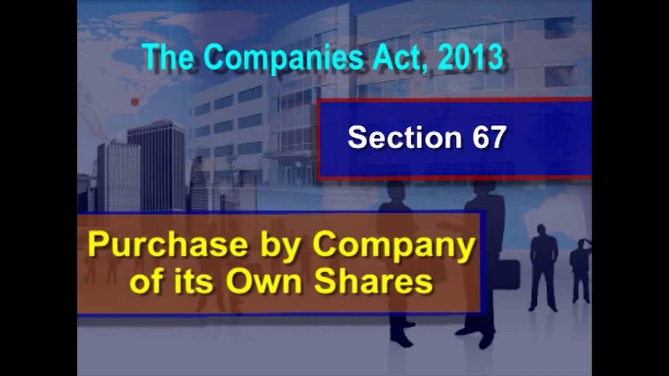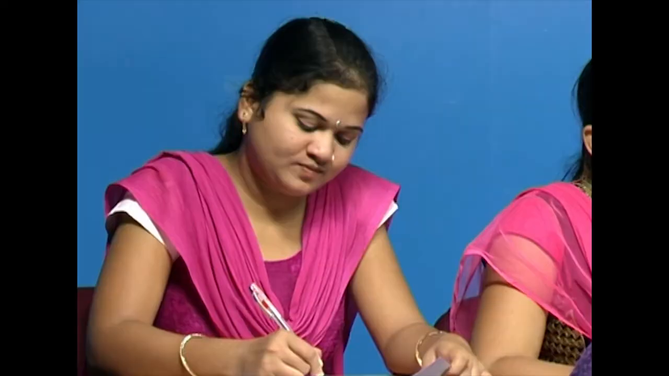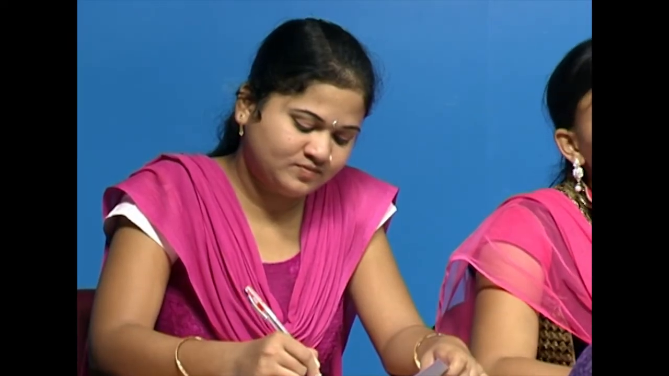Section 67. Purchase by company of its own shares. Section 67 declares that no company limited by shares and no company limited by guarantee and having share capital shall have power to buy its own shares unless the consequent reduction of capital is effected and sanctioned in pursuance of provisions of the Act. Any company purchasing its own shares involves a permanent reduction of capital, and the company cannot reduce its capital without prior permission of the NCLT.